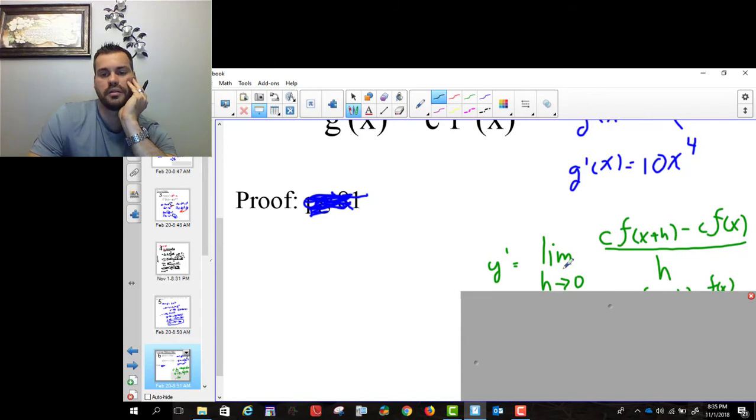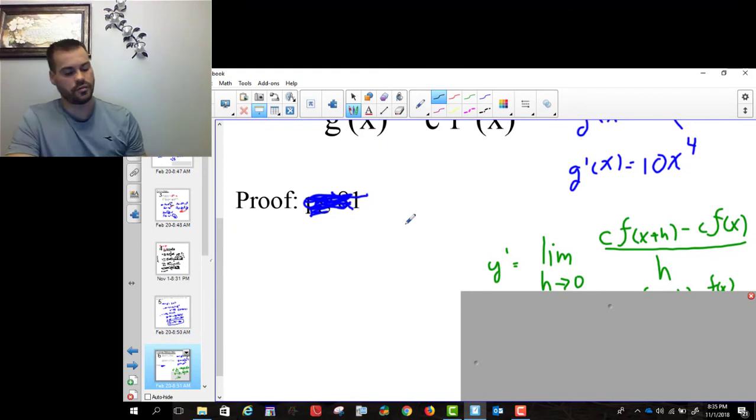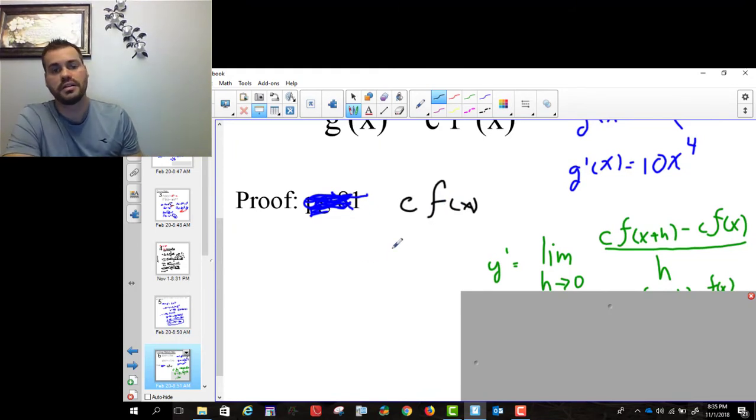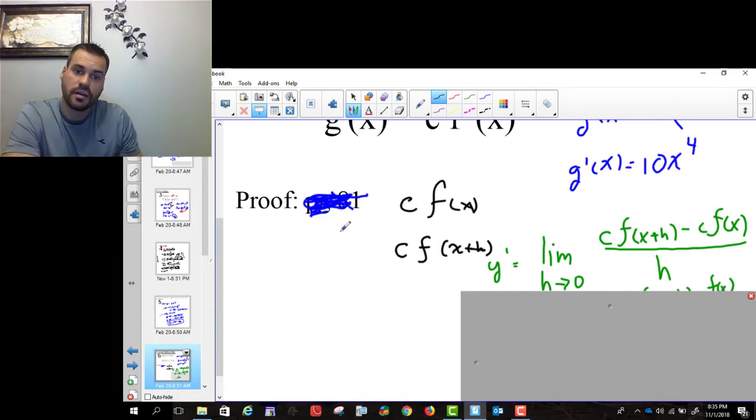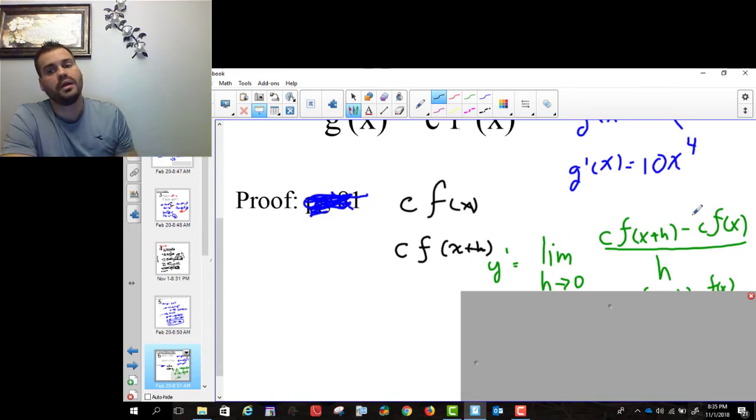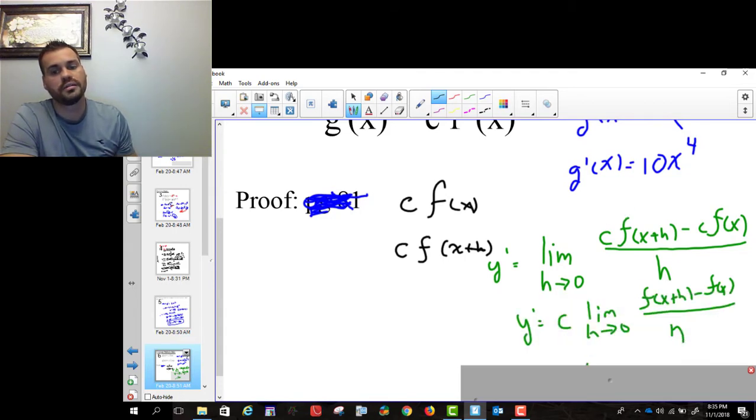Here's the proof. It's fairly simple. We start with our function f of x. So if our function is c times f of x, then for f of x plus h, wherever there's an x, we put an x plus h. So that's where I'm getting these terms from. And then you'll notice that c here and c here means I have a common factor of c. So I can take it out. And since it's not affected by the value of h, it's constant. It doesn't change. I can leave it out of the limit.